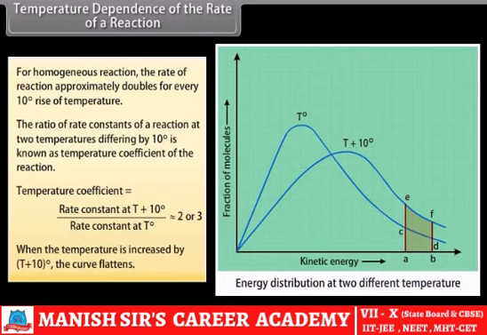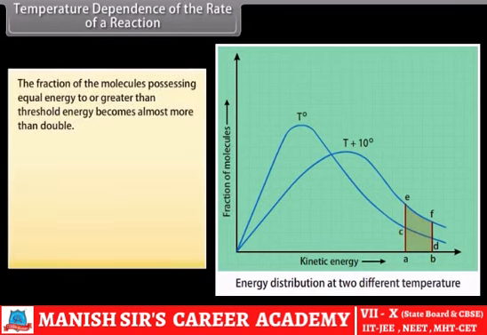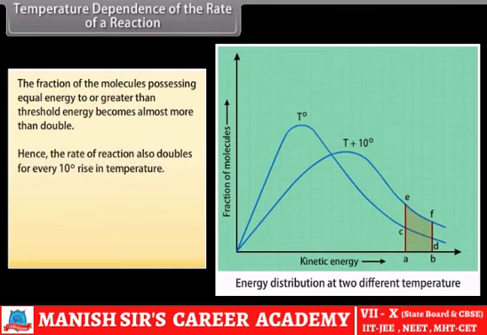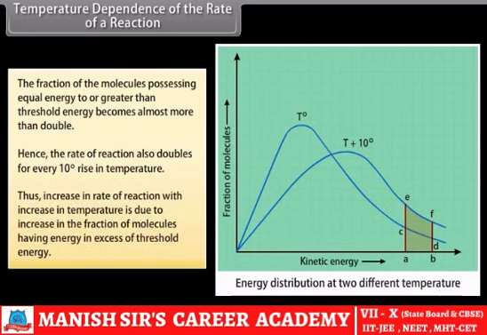Now the shaded area ABEF represents fraction of molecules having greater energy than threshold energy. The area ABEF is more than double the area ABCD. The fraction of the molecules possessing energy equal to or greater than threshold energy becomes almost more than double. Hence, the rate of the reaction also doubles for every 10 degree rise in temperature. Thus, increase in the rate of reaction with increase in temperature is due to an increase in the fraction of molecules having energy in excess of threshold energy.